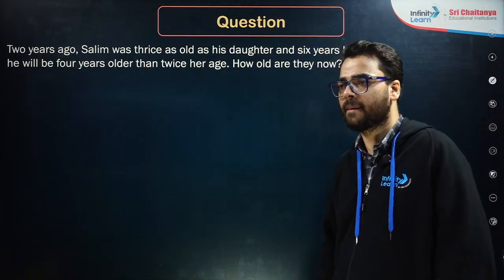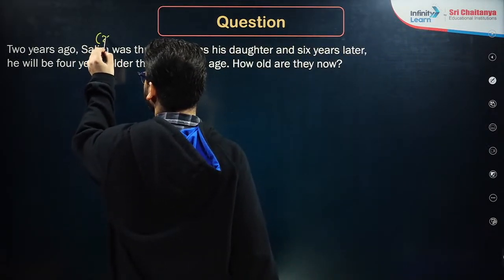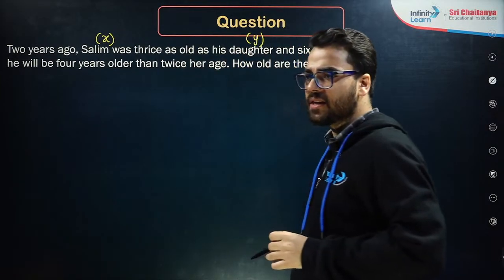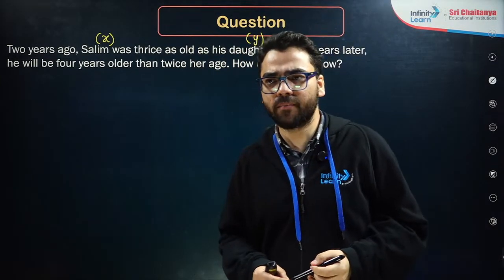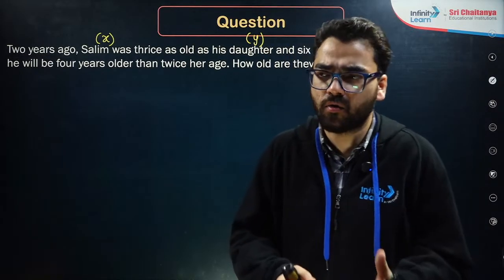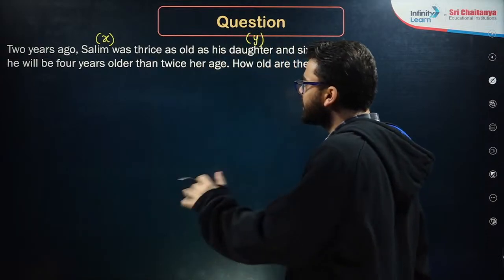Fine. So just suppose that Salim's present age is x years and his daughter's present age is y years. Now please understand that if I'm explaining things over here, I'm not writing every statement possible, due to time issues. I hope you understand that, okay? I'm not writing every statement possible, so please understand.